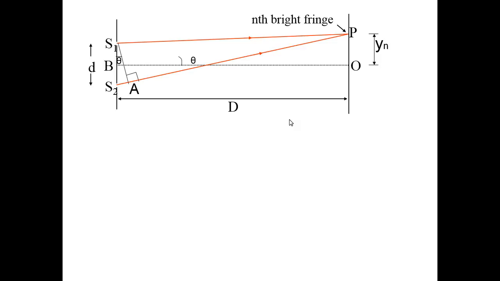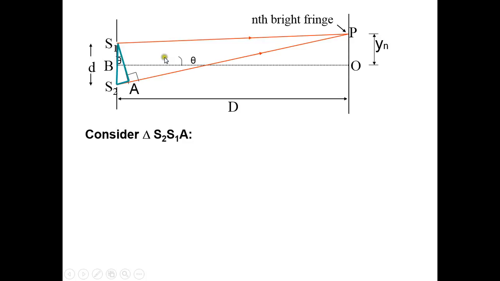Next we are going to derive the equation for the fringe separation, or the distance between the central bright fringe to the nth bright fringe. To do that, we need to look at the Young double slit experiment. We have the 2 slits, S1 and S2. So 2 waves will be coming from S1 and S2 to the point P, one from S1 to point P, another from S2 to point P. Point P is the nth order bright fringe. It could be first order, second order, and so on.